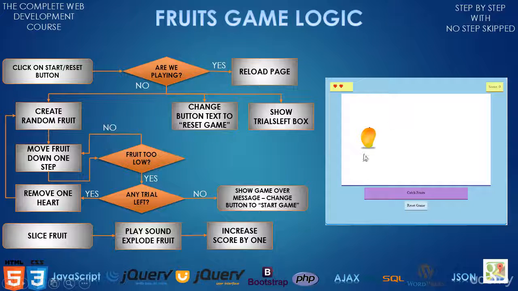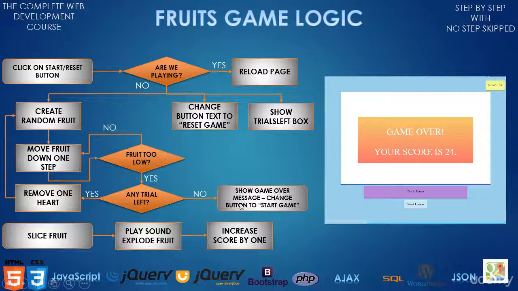If we slice the fruits, then we will just play sound and explode the fruits and increase our score by 1. So we're going to continue like this until there are no trials left. So if we miss this one, then it's going to be game over.